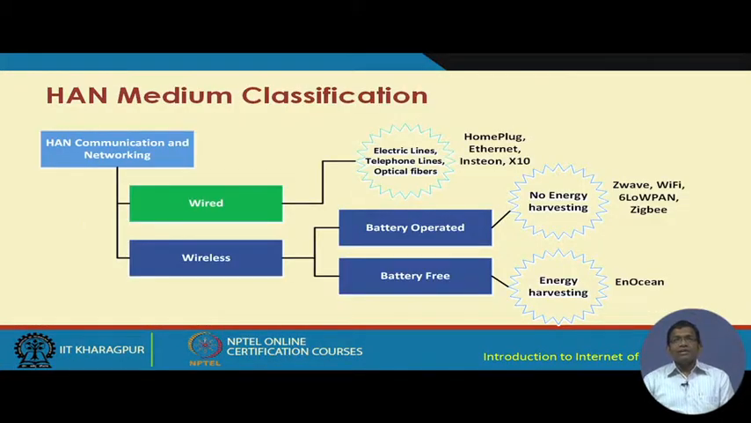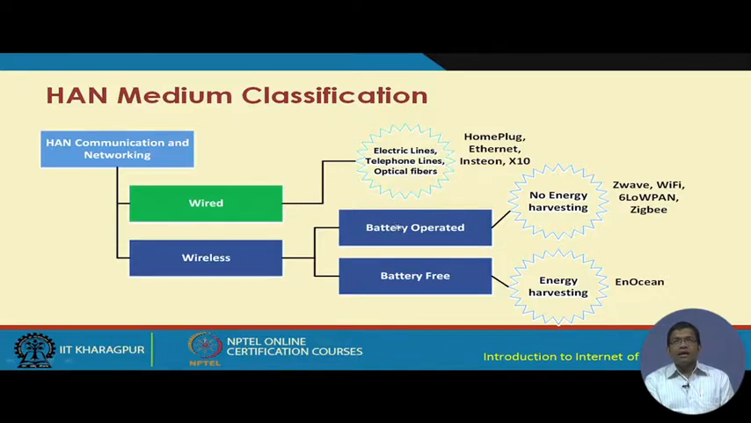So, the classification of home area networks. We have the home area network communication and networking technologies which are wired or wireless. Wired would take help of electric lines, telephone lines, optical fibers that are already existing at home, even the cable television cables and so on.